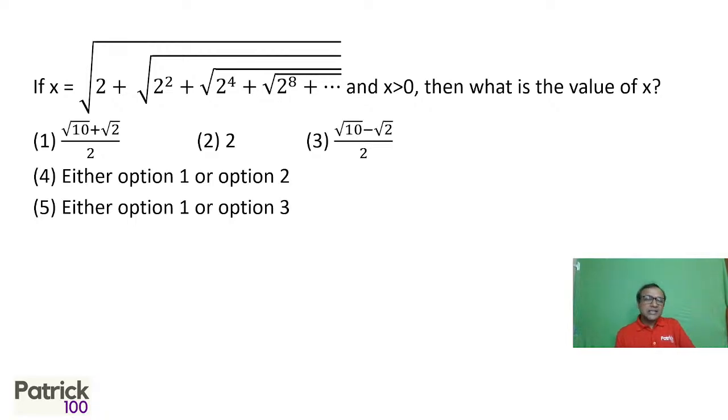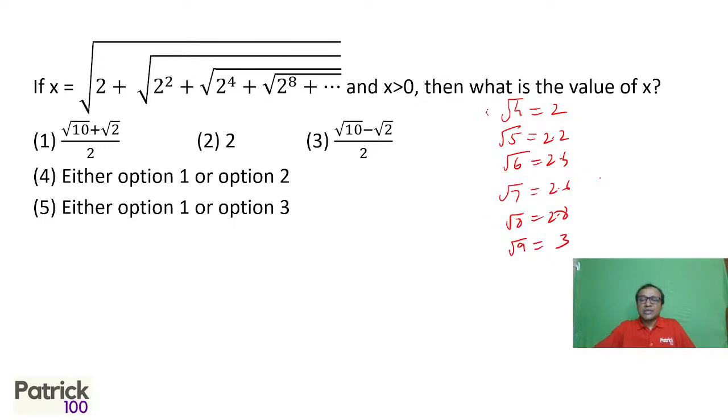Okay, this is basically an approximation method that you can use. If you can approximate, that's the answer. Now, there's something that you should know. For example, root 4 I know is 2, but root 5 is approximately 2.2. Root 6 is approximately 2.4. Root 7 is approximately 2.6. Root 8 is approximately 2.8. And root 9 is approximately 3. In this case it is not useful, but generally this is useful.